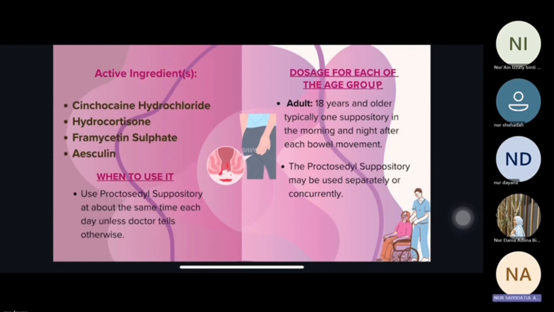Dosage for each age group. First, adult, 18 years and older, typically one suppository in the morning and night after each bowel movement. Second, the Proctosedyl suppository may be used separately or concurrently.